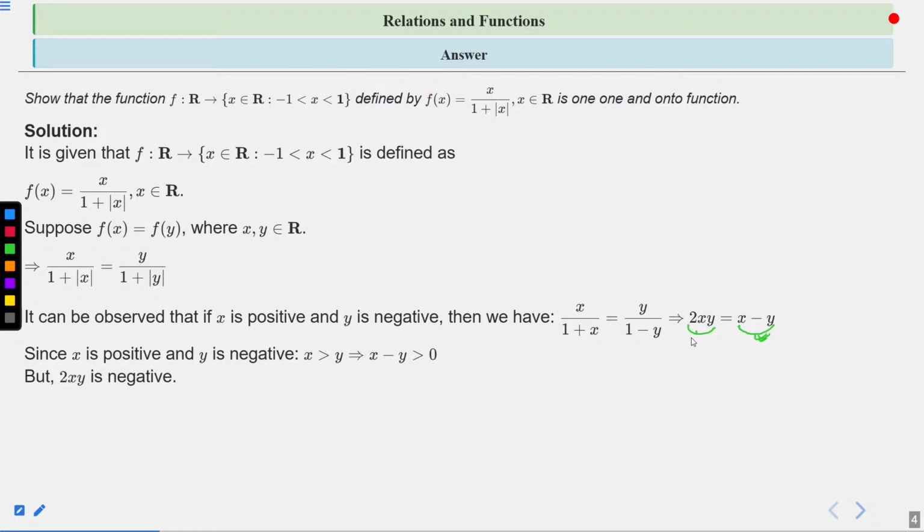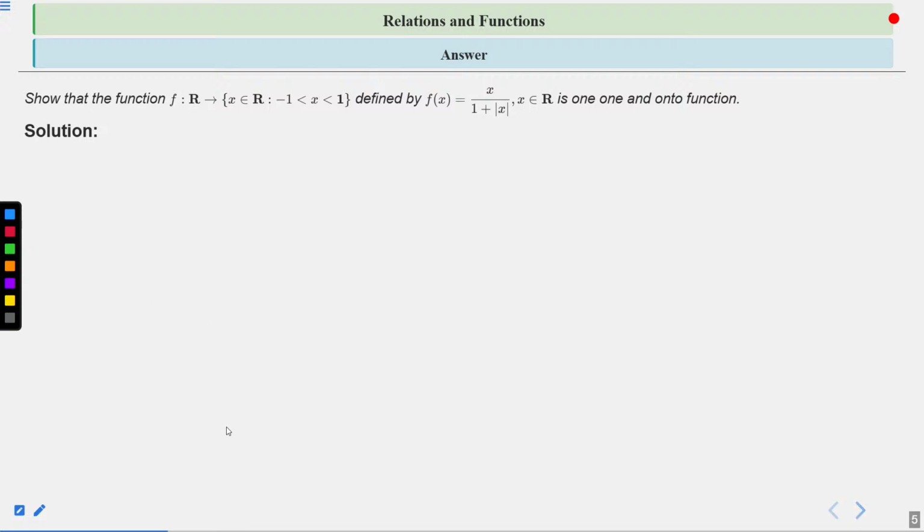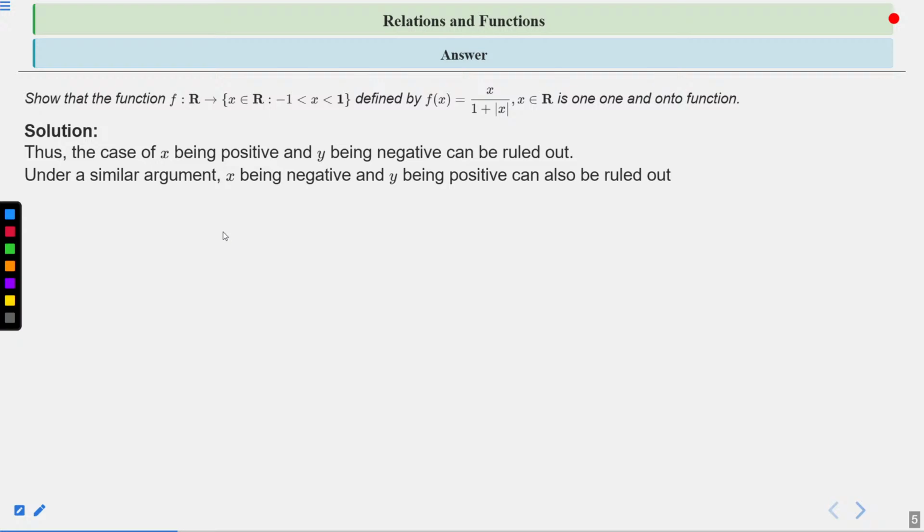So a negative quantity cannot be equal to a positive quantity. Therefore, 2xy will not be equal to x minus y, right? Thus, the case of x being positive and y being negative can be ruled out. Got it? Now, under a similar argument, x being negative and y being positive can also be ruled out. Got it? By using similar argument.